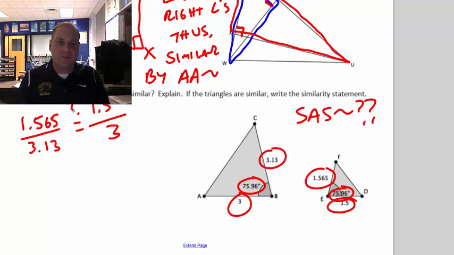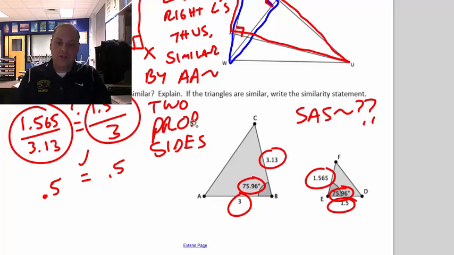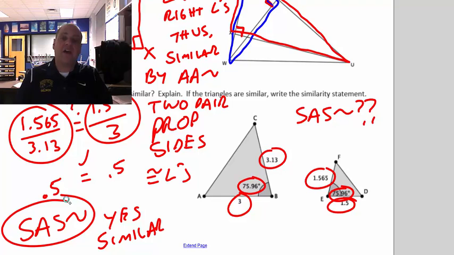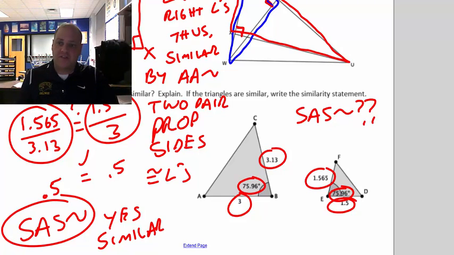How do we check? We're just going to divide them. Take your calculator and divide these. If you divide these, you get 0.5. And if you divide these, you get 0.5. Does 0.5 equal 0.5? Yes, it does. So I have two pairs of proportional sides, and I have a congruent angle. So I have side angle side similarity. Yes, similar, by side angle side similarity. Okay? I have the proportional sides and the congruent angle in between them. Just proportional sides, that's all you need.